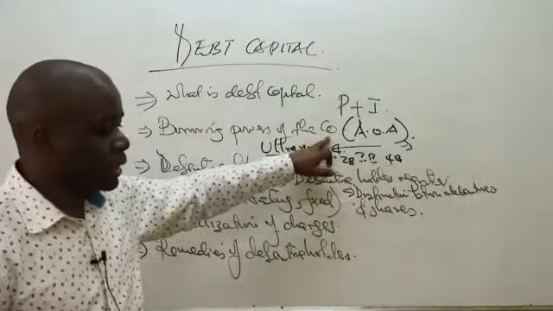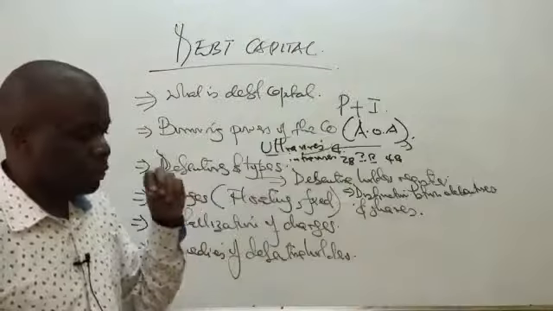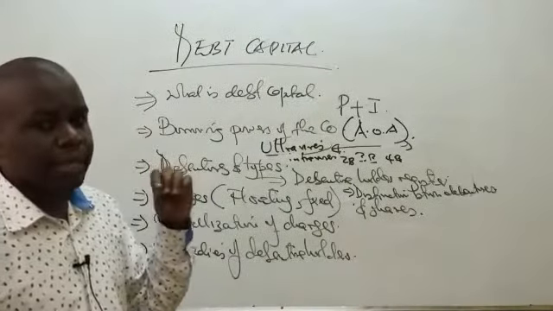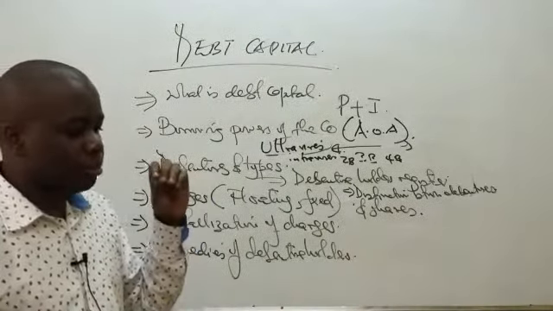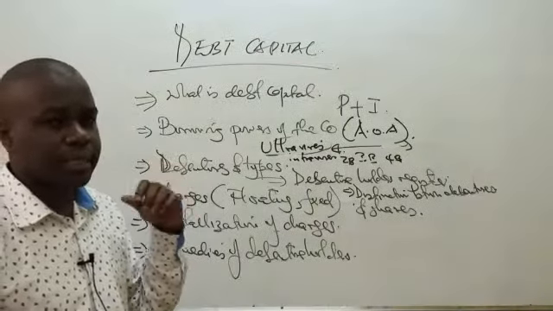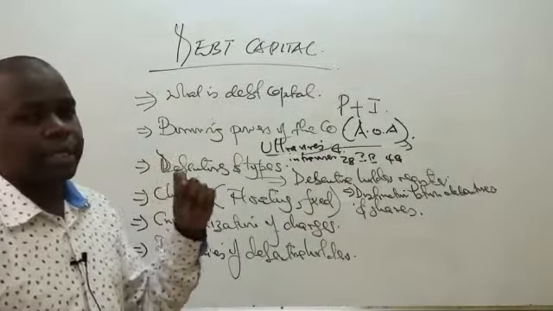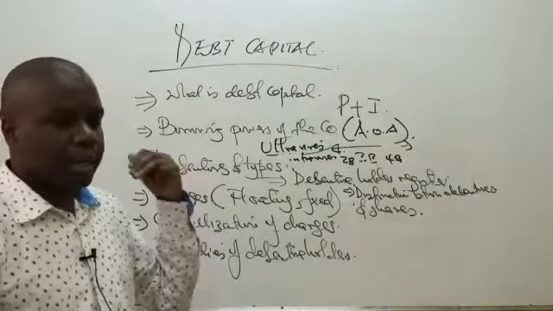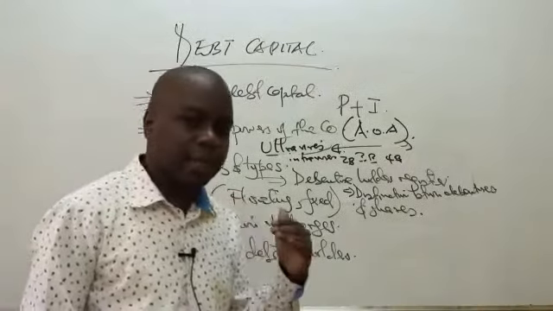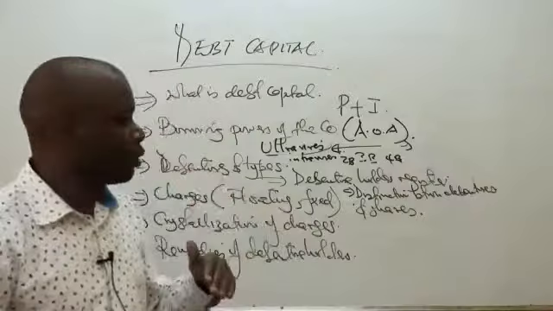So basically, in a nutshell, the borrowing powers of the company will be outlined in the articles. And if the company borrows beyond the powers stated in the articles, such a borrowing will be ultra vires. Then number 3, if the company borrows money ultra vires, it cannot be held liable. I've given you the reason.